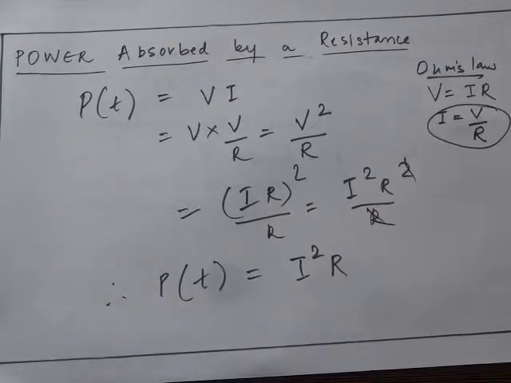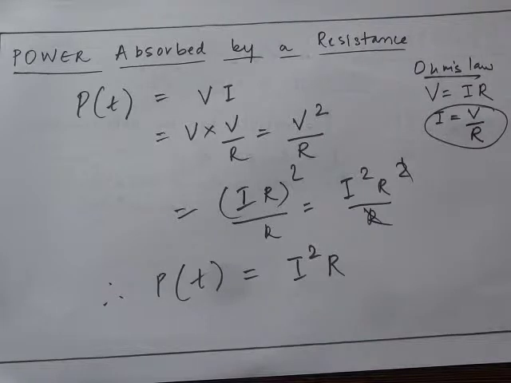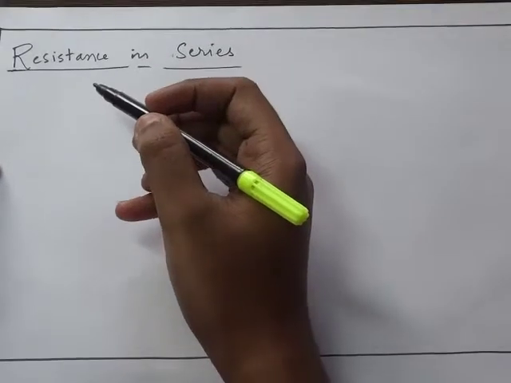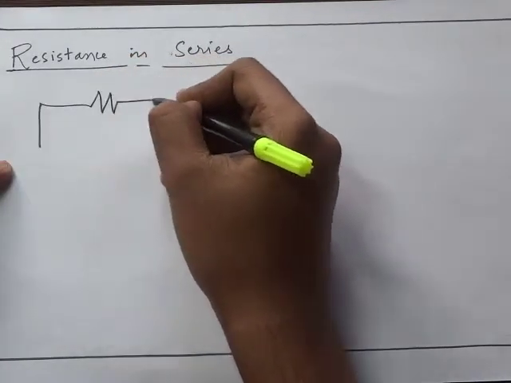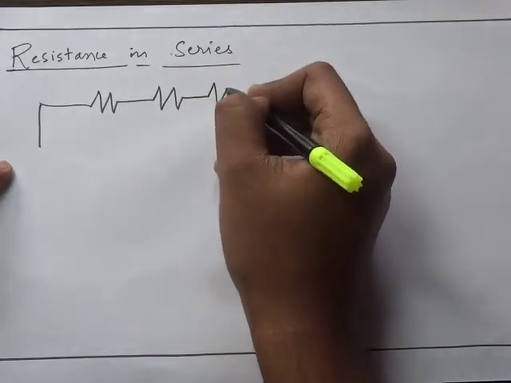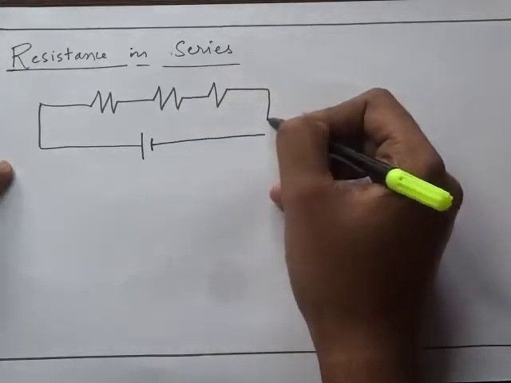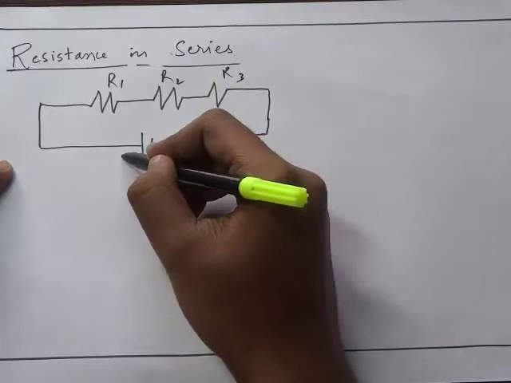Next, if resistances are ever connected in series, you will have to know the equivalent resistance. So now we will be studying resistances in series and in parallel. So resistance in series. This is a typical circuit where there are three resistances connected in series. Let these be R1, R2 and R3 connected to a DC source.